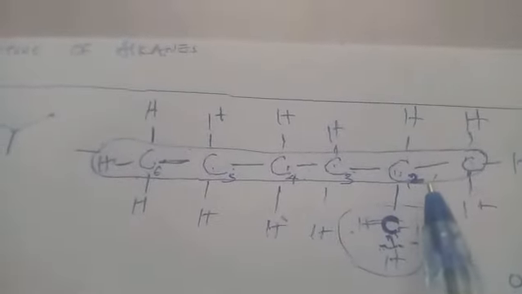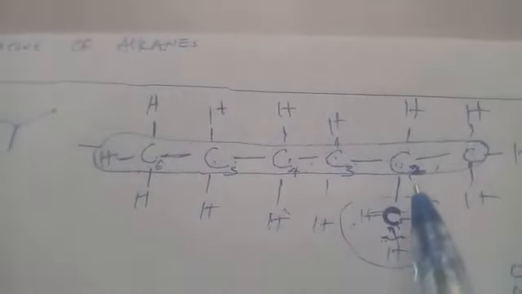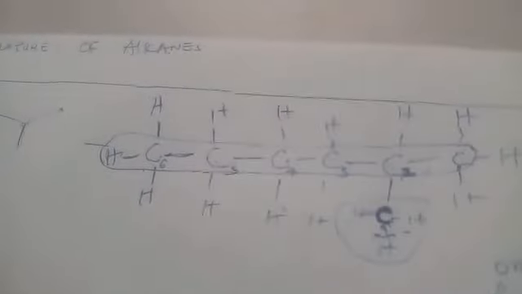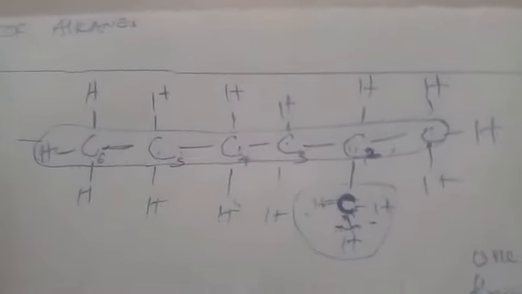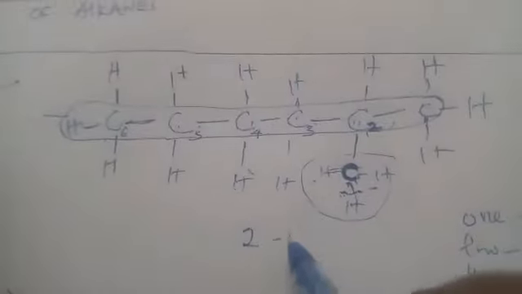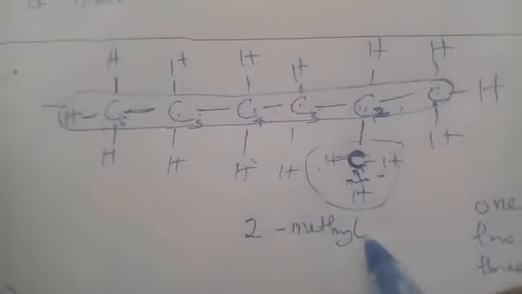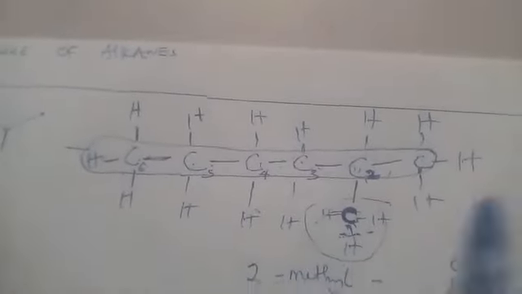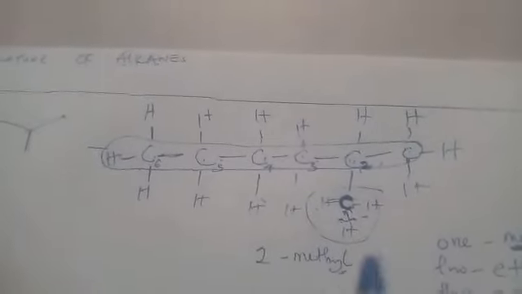I always tell people to write out all the substituents first before you name. So here, the substituent is on the second, so we call it 2-methyl. I always like writing out everything first before you put them together. Now, the second is methyl because it's on the second carbon.